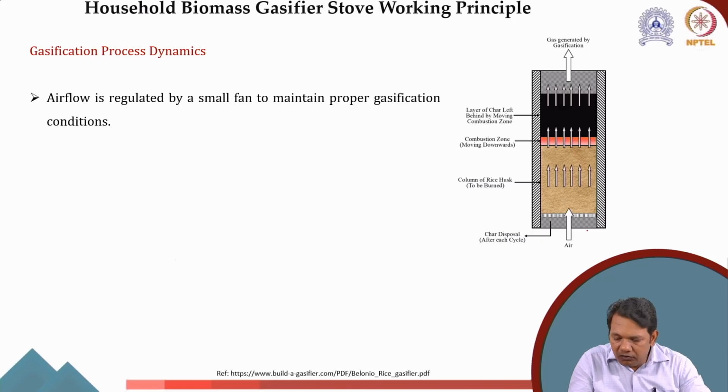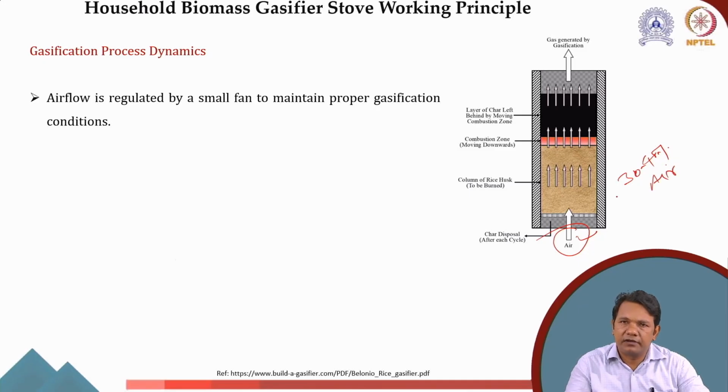But herein, the gas quality also depends on the air. The reason is, as I told you in the beginning, that only 30 to 40% of the stoichiometric air is supplied for the gasification. If you supply near to 100%, it will go under combustion rather than gasification. So in this case, airflow is regulated by a small fan to maintain the proper gasification conditions.